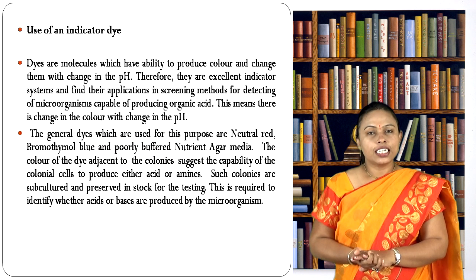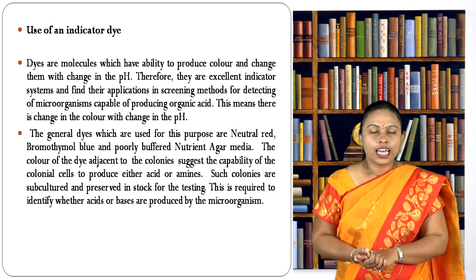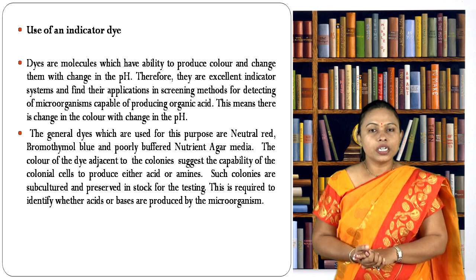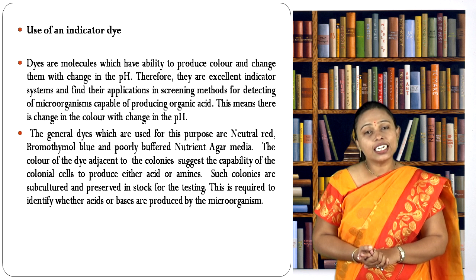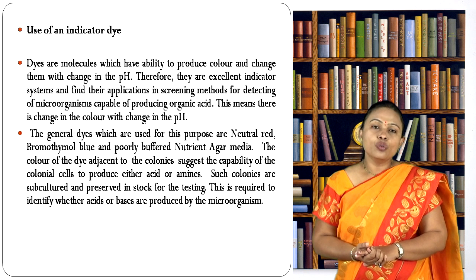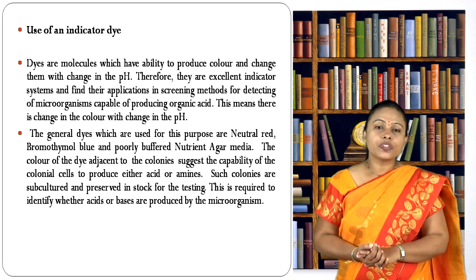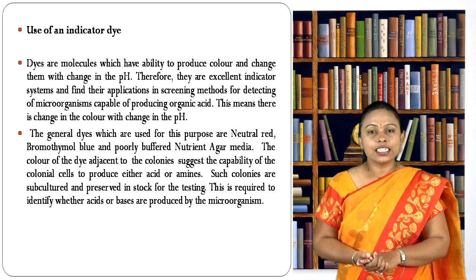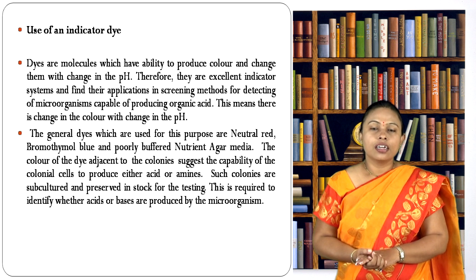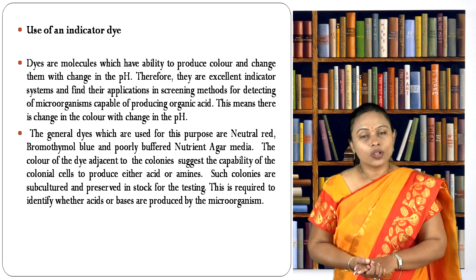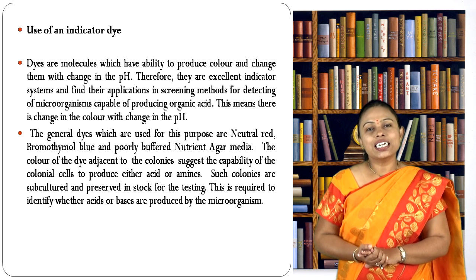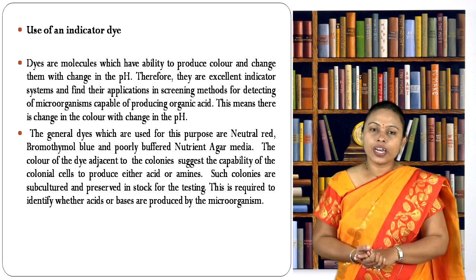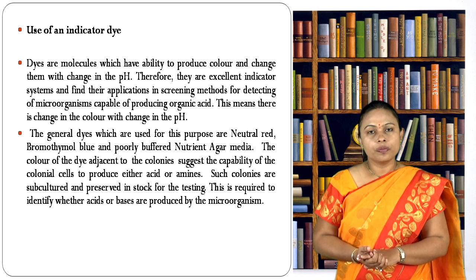Use of an indicator dye. The indicator dye is a molecule which has the ability to produce color and change them with a change in the pH. Therefore, they are excellent indicating systems used in screening of organisms which produce organic acids or alkalis. The change in the pH causes the change in the color of the dye. The commonly used indicator dyes are neutral red and bromothymol blue.